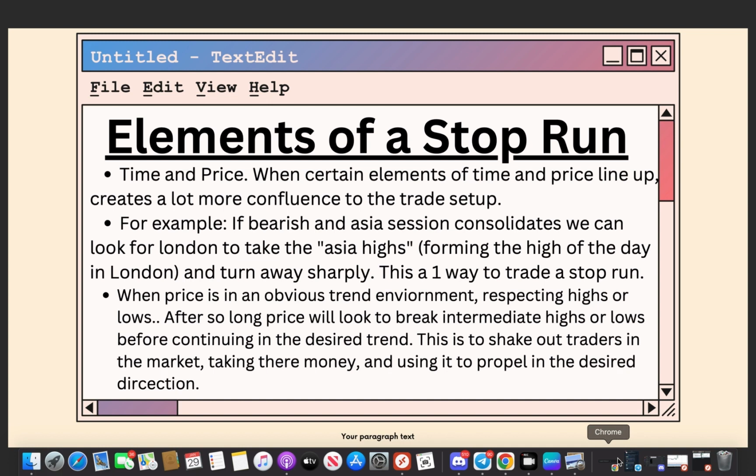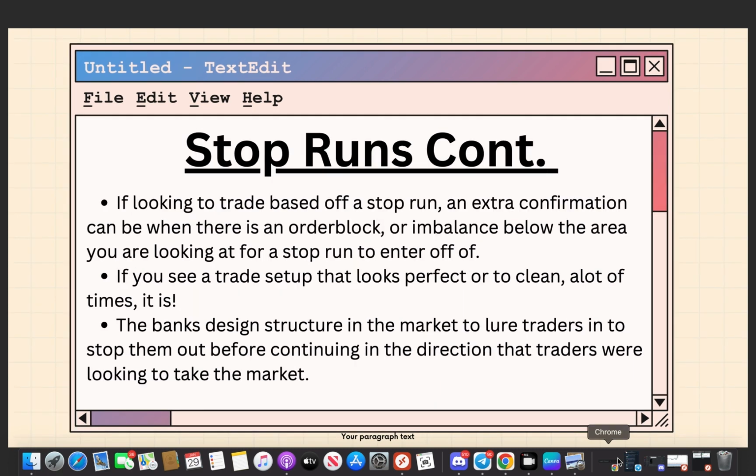When price is in an obvious trending environment, respecting highs and lows, after so long, price will look to break intermediate highs or lows before continuing in the desired trend. This is to shake out traders in the market, taking their money and using it to propel in the desired direction, and I have a diagram drawn up of this that you will see later on. If looking to trade based off of a stop run, an extra confirmation can be when there is an order block or imbalance below an area you are looking at for a stop run to enter off of.